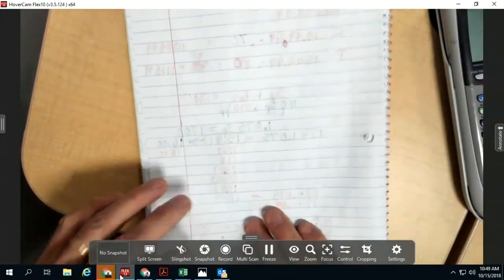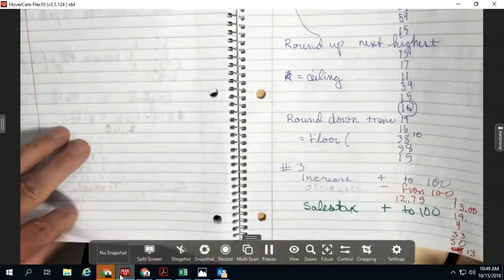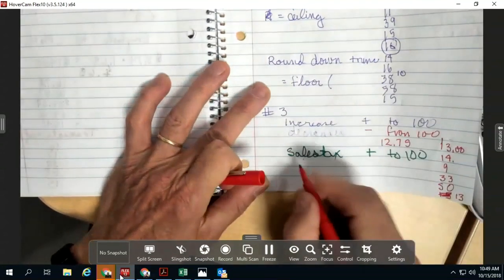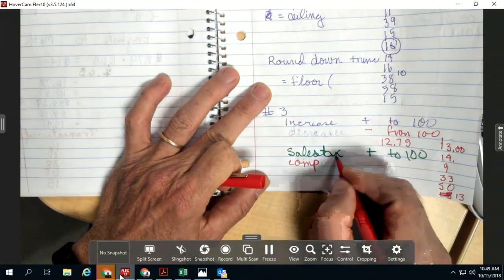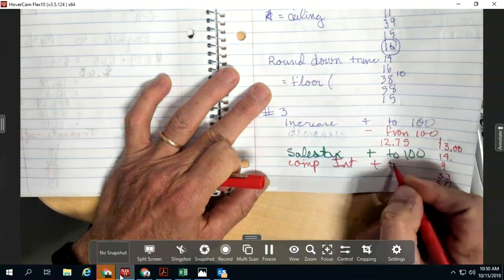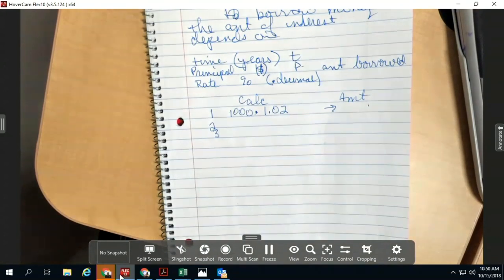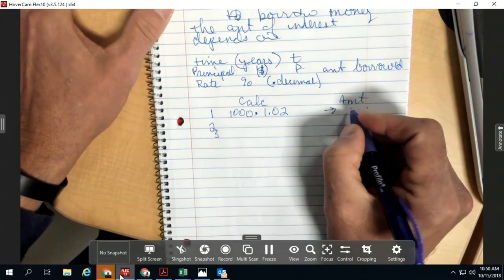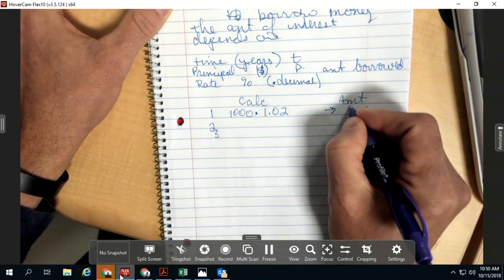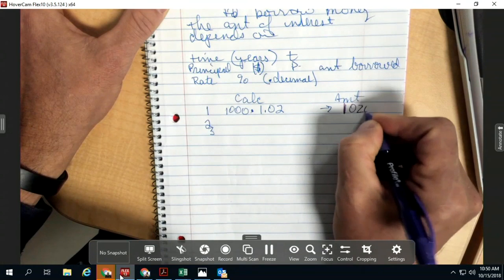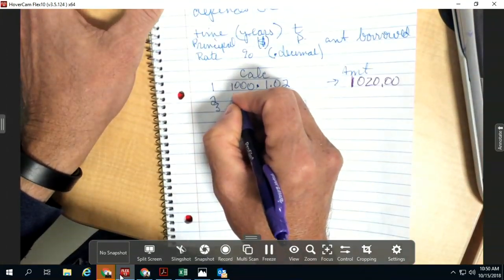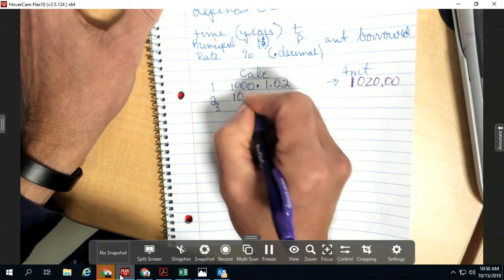So instead of just having increases like sales tax, we can do one more thing. Compound interest, we add to 100. So when it says 2%, we multiply by 1.02 and we get how much money? $1,020. For the second year, what do we start with? $1,020.